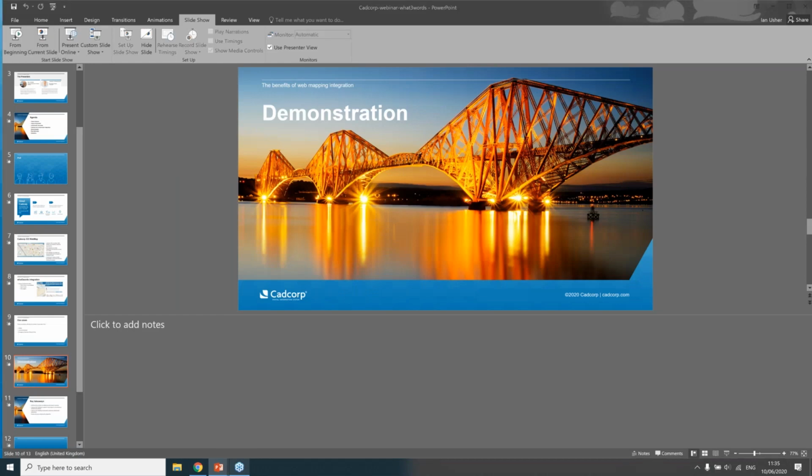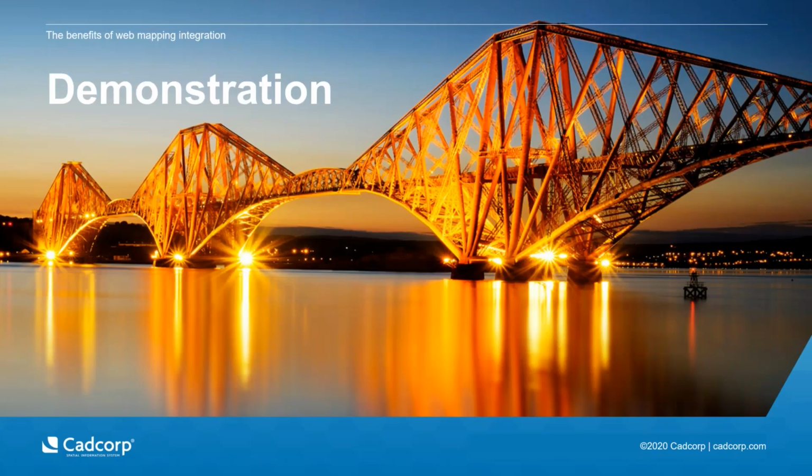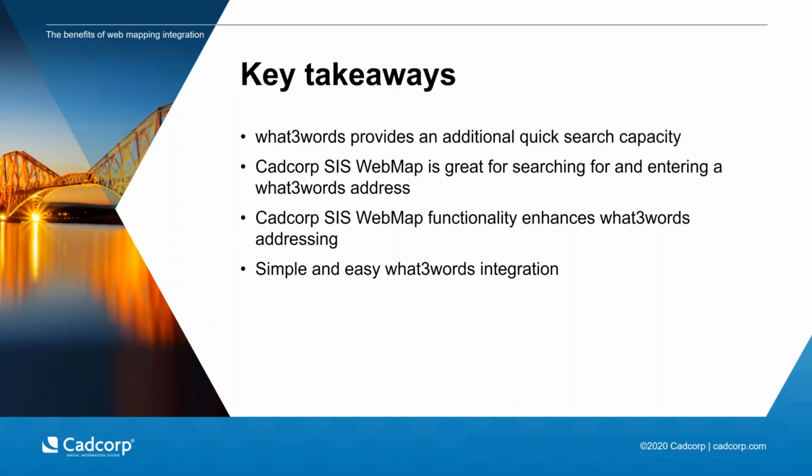the key takeaways from this webinar are that what3words provides a great option to the standard address search capabilities. It's a 3 meter grid square, and provides a lot more accuracy in terms of finding the exact location that the user is interested in.